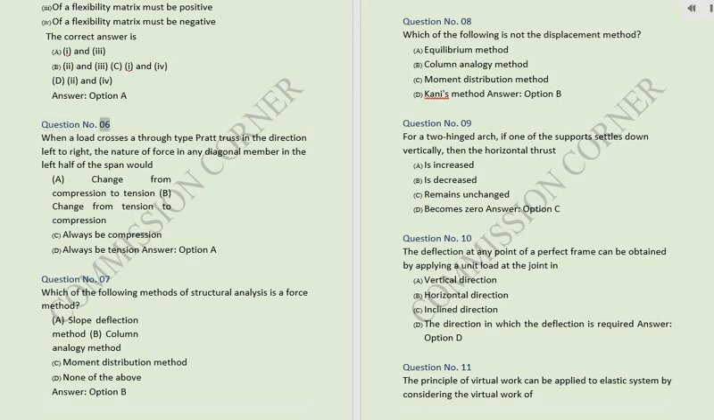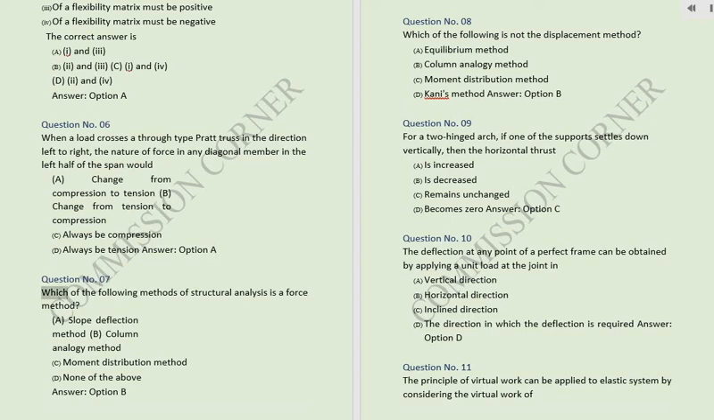Question No. 06. When a load crosses a through-type Pratt truss in the direction left to right, the nature of force in any diagonal member in the left half of the span would: A, change from compression to tension; B, change from tension to compression; C, always be compression; D, always be tension. Answer, option A.